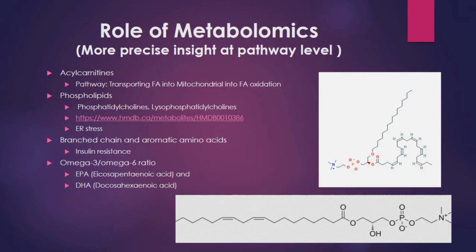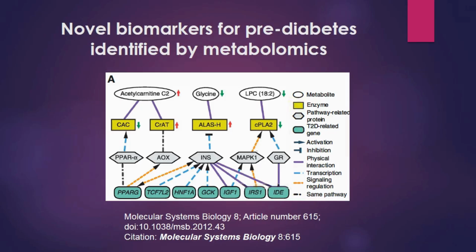Role of metabolomics. More precise insight at pathway level. This introduces metabolomics for pathway-level insights, examining acetylcarnitines in fatty acid oxidation, phospholipids, branched-chain amino acids, and omega-3 omega-6 ratios. Novel biomarkers for prediabetes identified by metabolomics.